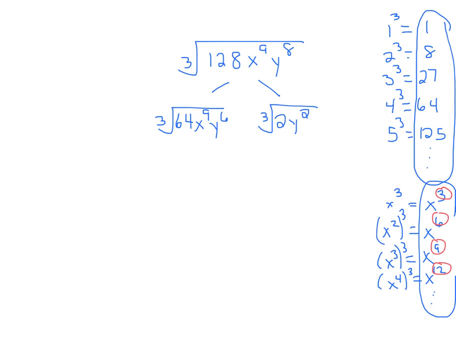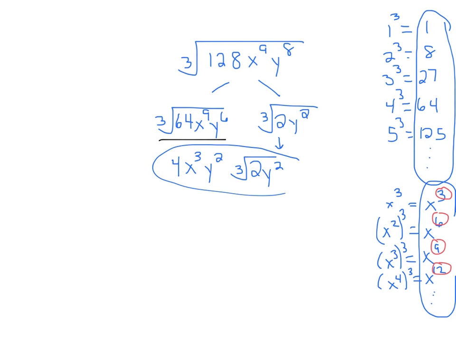All right, so from this point, all we have to do is take this first perfect cube radical and simplify it. So the cube root of 64 is 4. The cube root of x to the 9th is x to the 3rd. The easy way to do it is just take whatever the exponent is and divide it by this root right here. So 9 divided by 3 is 3, so it's x to the 3rd. Same thing with the y to the 6th. 6 divided by 3 is 2, so it would be y squared. And just take your non-perfect cube radical and bring it down. So this is your final answer.